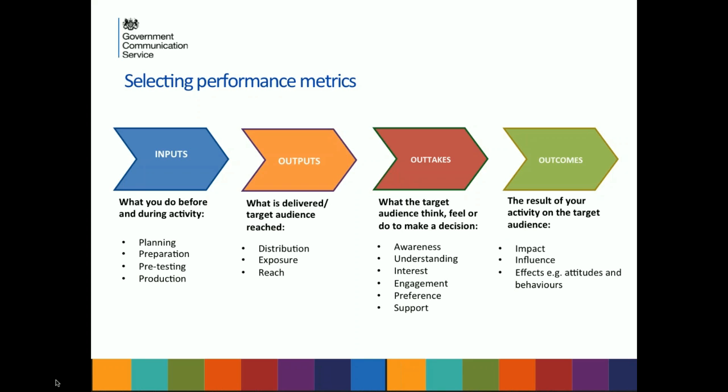So now we have a 4-point performance metric test. Okay, you've got your inputs. So what did you do to plan your activity? Okay, your output. So what is delivered to the audience? Okay, this is the reach of your activity. Then you've got your outtakes. What was the audience thinking or feeling and doing off the back of your activity? You know, have you increased the level of awareness? Have you given a greater understanding of something? Have you led to more support for something? And then you have the ultimate outcome. This is the golden egg that you're trying to get to at any point.